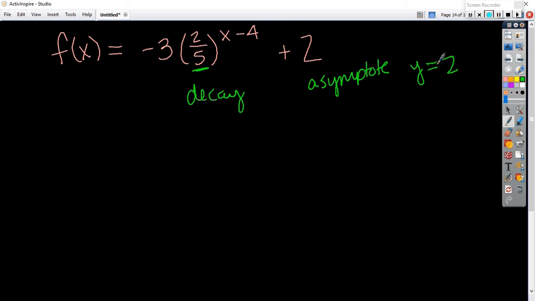All right, so let's get through it. Right now, we know it's below the asymptote, and we all see why, because of the negative. We know that it's decay because B is less than 1, and we know that the asymptote is y equals 2. Does that confuse anybody?